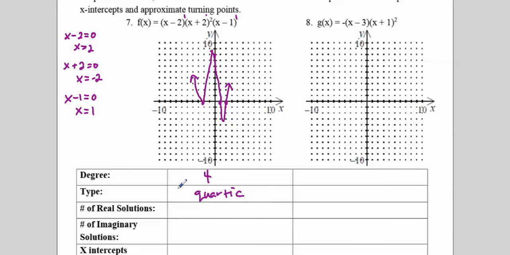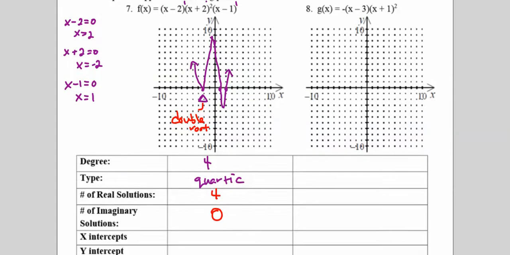The number of real solutions, this solution at negative 2, this one counts as 2 solutions because it's a double root. You can tell it's a double root on the graph because it bounces off the x-axis. And up here in the equation, you can tell it's a double root because that factor is squared, meaning it happens 2 times. So that counts as 2 solutions, plus 1 more, plus 1 more. That's a total of 4 real solutions. So the number of imaginary solutions is the degree minus the real solutions, so that's 0.